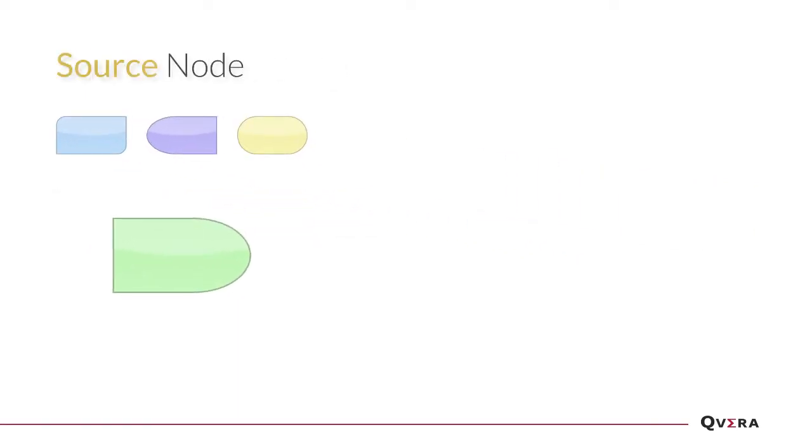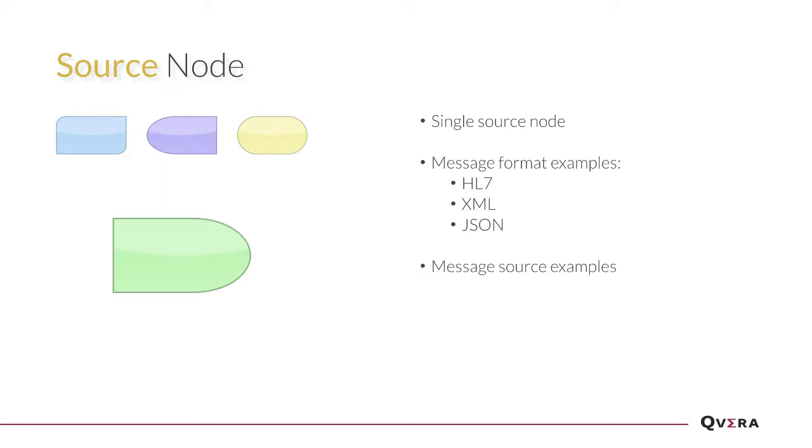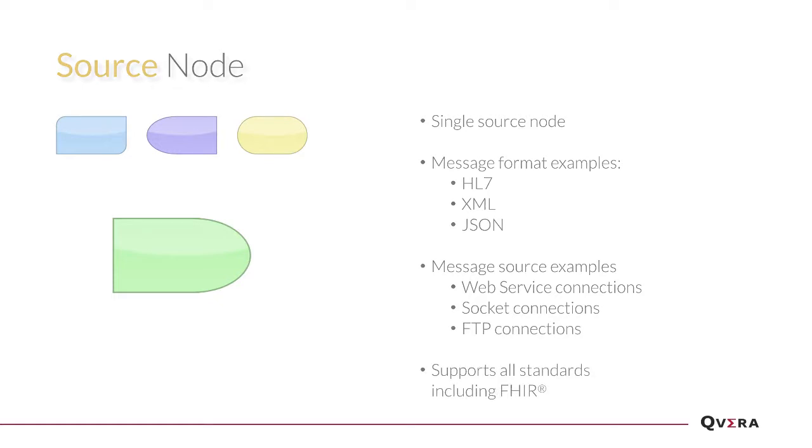Each channel will have only one source node. The source node determines the type of messages that will be received into the channel, for example, HL7, XML, and JSON, and how those messages will be received. Examples include web service connections, socket connections, and FTP connections. QIE supports all standards, including FHIR.